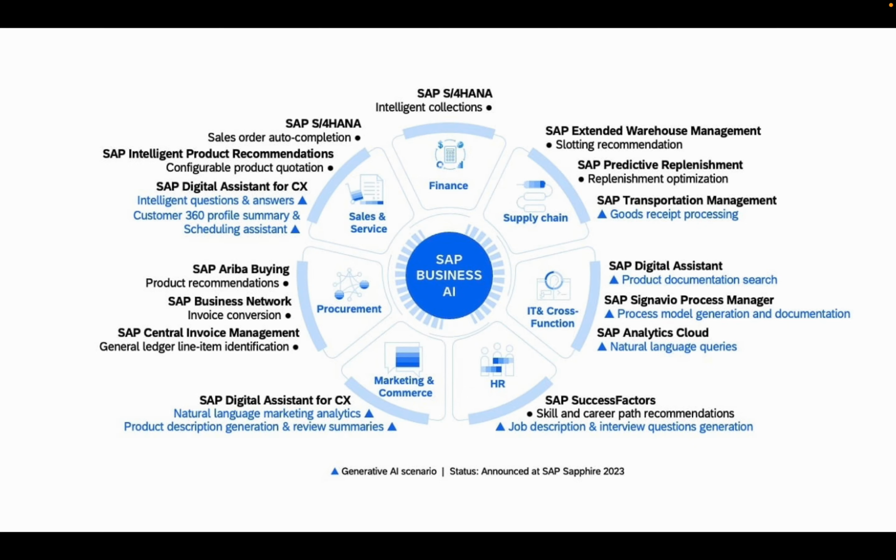Starting off with SAP Extended Warehouse Management, generative AI can help us with slotting recommendations. SAP predictive replenishment optimization can be done. In SAP Transport Management, goods receipt processing can be done. Then we have SAP Digital Assistant, where we can have a product documentation search. SAP Signavio Process Manager can have process model generation and documentation. SAP Analytics Cloud takes care of natural language queries.